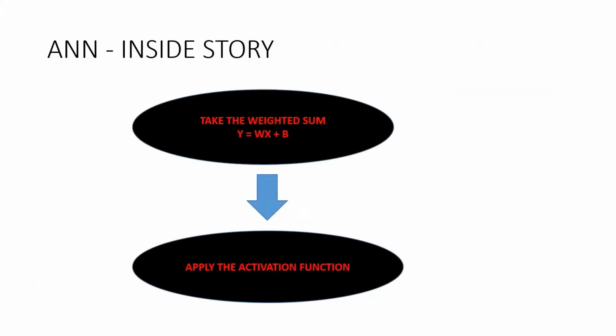Next, we will discuss what's happening inside an artificial neural network. There are two steps. The first step is to take the weighted sum. Y is equal to wx plus b. W is the weight and b is the bias. The second one is to apply the activation function to the weighted sum.